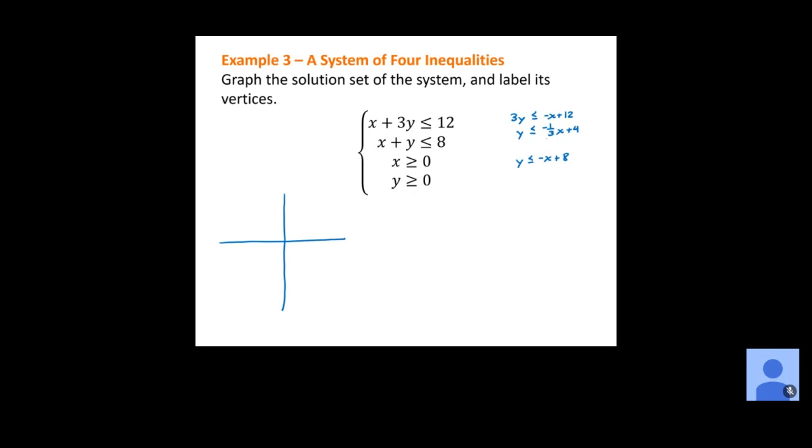We have a y-intercept of 4, a slope of -1/3. So I'm going to go up to 4. I'm going to go down 1 and right 3. So down 1 to the right 3 puts us right here. In this case, it is linear, and because it's less than or equal to, it's going to be a solid line. So I'm going to go ahead and do a solid line between those 2 points.